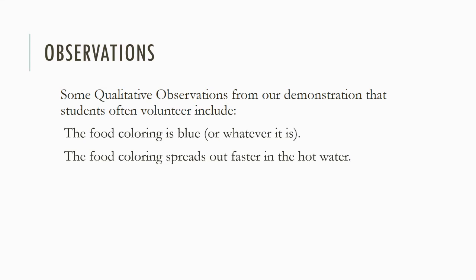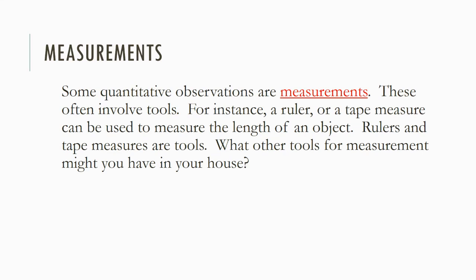Now, based on these observations that we make, a big important thing, especially about quantitative observations, is this idea of measurements. Some of our quantitative observations have to be measurements, meaning these involve some kind of measurement tools. For instance, a ruler and a tape measure are two things that can be used to measure the length of an object. Rulers and tape measures are both tools that we use to measure things. Take a second and think about what other tools for measurement you might have in your house.